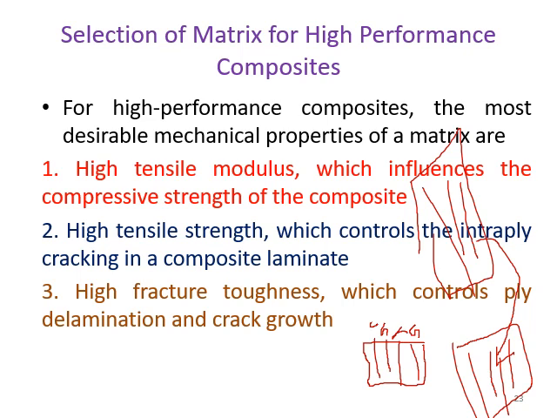Fracture toughness controls the ply delamination and crack growth. Now what is ply delamination? We have discussed that we keep different laminas on top of each other and form a laminate by application of pressure, right? Suppose I make a composite with two laminas, so it is a two ply laminate. These two plies should not separate. This separation between the plies is called delamination and crack growth. So if a matrix has high fracture toughness, it will not allow the laminas to separate from each other. That is, it will prevent the delamination of the plies and it will also prevent the crack growth between the plies, right?